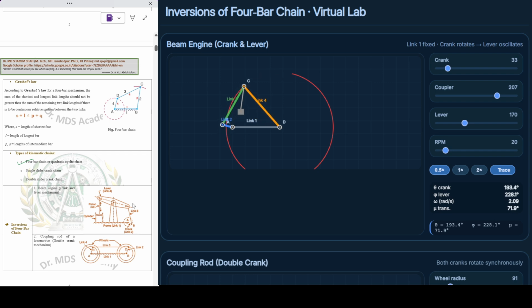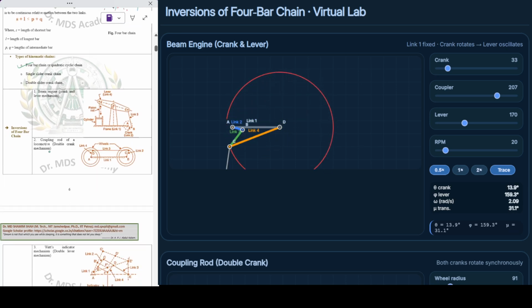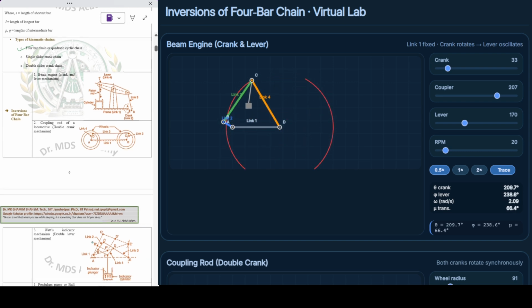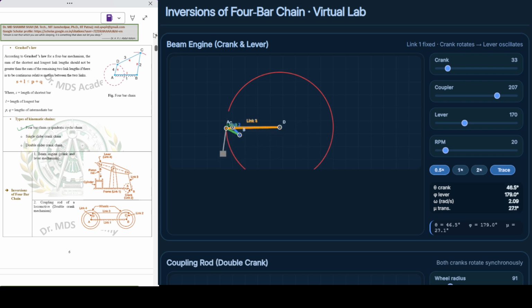Inversions of the 4 bar chain: we have three examples. One is the beam engine, also known as a crank and lever mechanism. Second is the coupling rod, also known as a double crank mechanism because we have a double crank, links one and four and two. The third and last example is Watt's indicator, also known as a double lever mechanism because we have two levers. So let's see it in the animation.